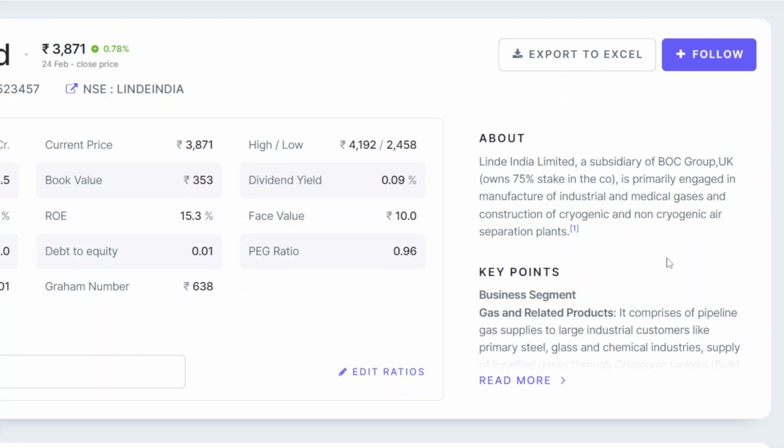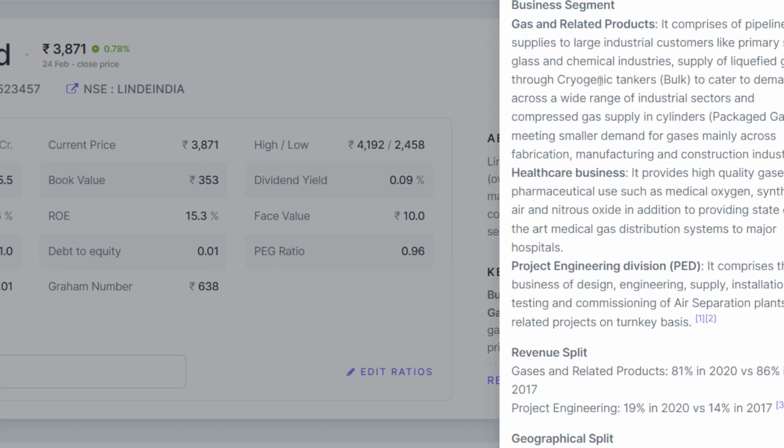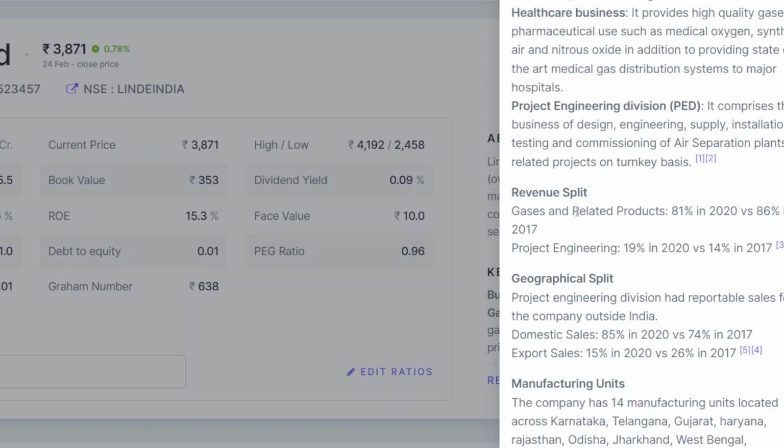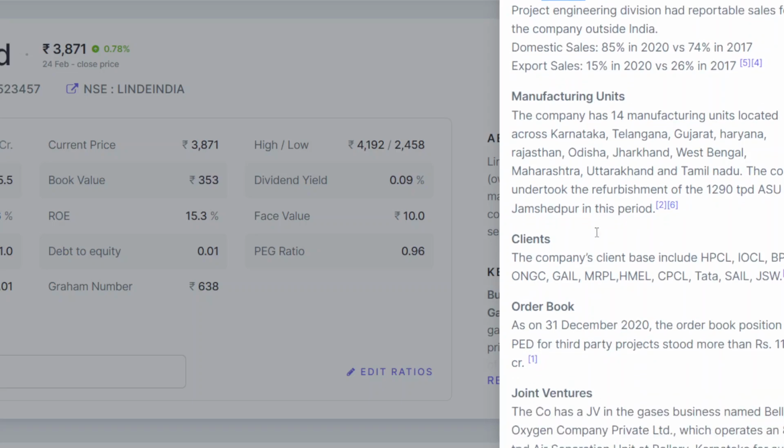A subsidiary of BOC Group UK, it is primarily in the business of manufacturing industrial and medical gases and construction of cryogenic and non-cryogenic air separation plants, right? If you want to understand more detail, you can look at the segments: gas and related products, a healthcare business, and a project engineering division. Revenue is 81% from gas-related products and 19% from project engineering.